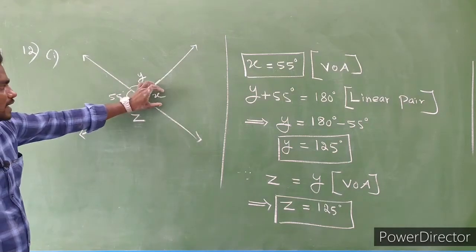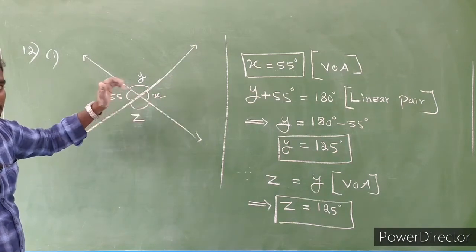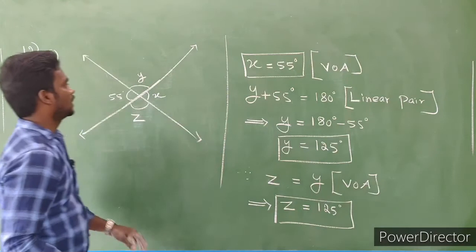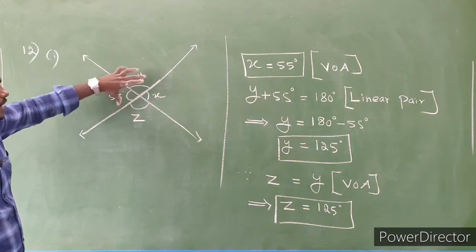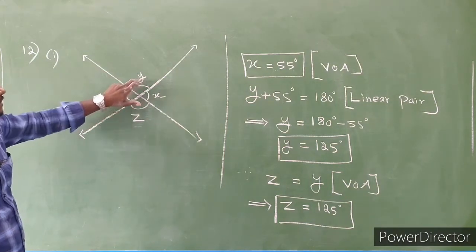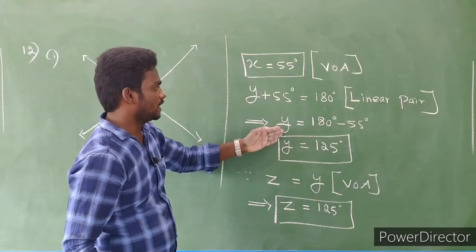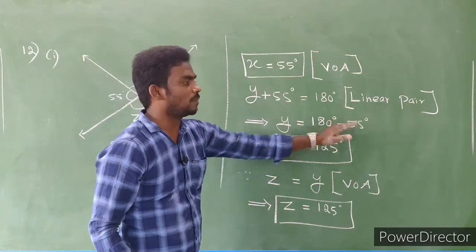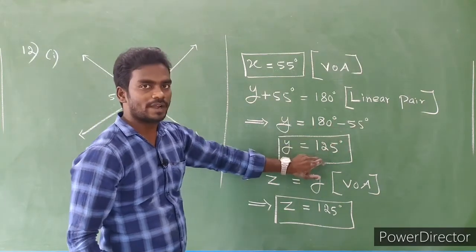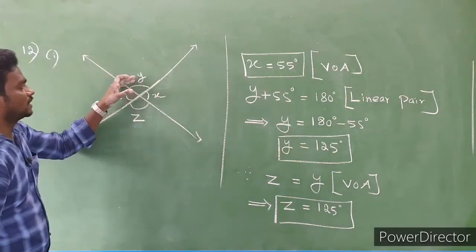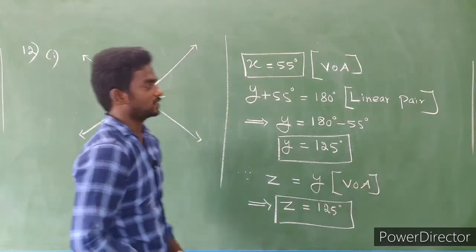How to find this? Angle 55 degree and X are the same measure, because these two angles are vertically opposite angles. So X is equal to 55 degree. Next, angle Y and 55 degree, the sum of these two angles is 180 degree, because they are a linear pair. So Y plus 55 degree equals 180 degree, implies Y is equal to 180 minus 55, which is 125 degree. Then Z is also 125 degree, because Y and Z are vertically opposite angles.